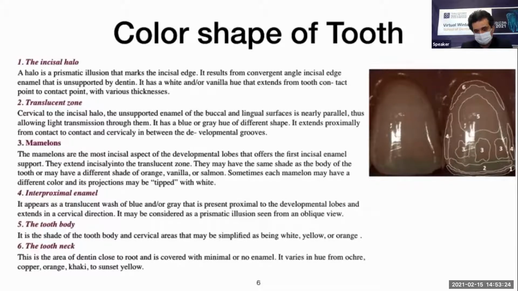Interproximal enamel is a translucent area and has a low value. Tooth body is the middle third and determines the hue of the color. Tooth neck or cervical area has minimum enamel, and you can see the chroma or saturation of the color.